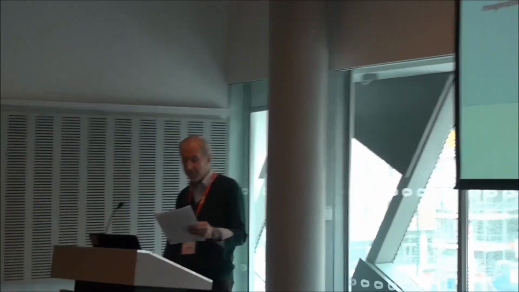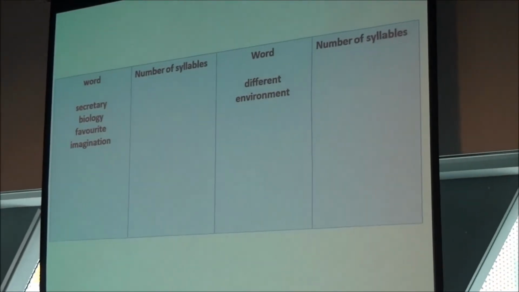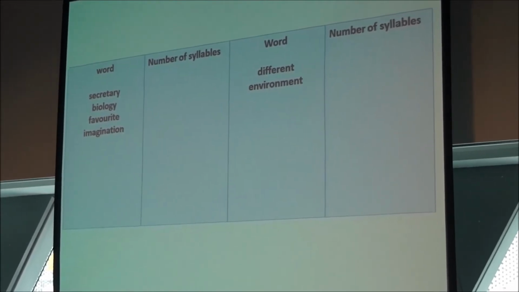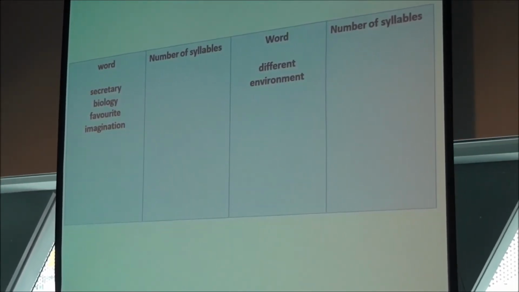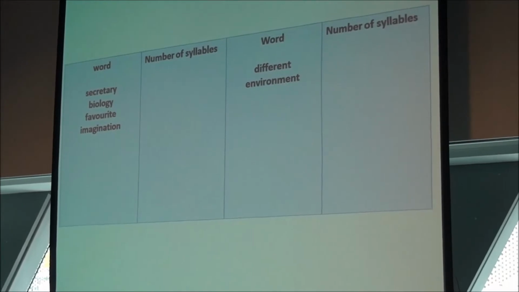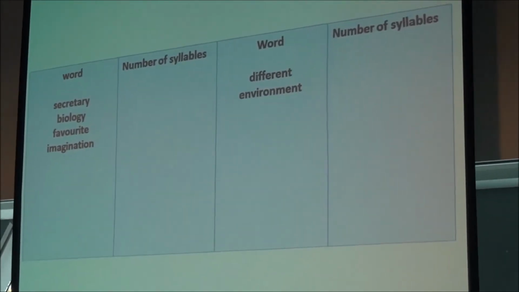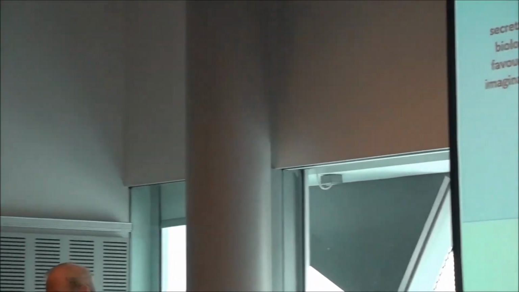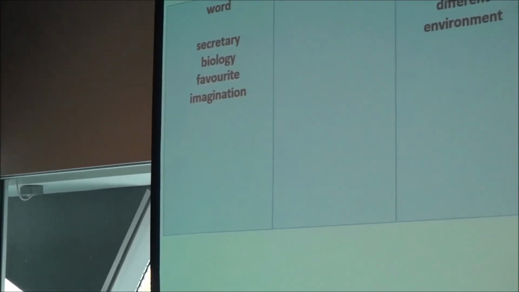Then we'll go a bit further, and we'll move on from counting syllables to counting syllables and identifying the stress. Give them a blank table like that. I don't put the words in. And ask students to listen and fill in the chart. Listen, underline the stress in the word, and write down again, because we'll keep revising this, how many syllables are in the words. Secretary, biology, favourite, imagination, different, environment, etc.